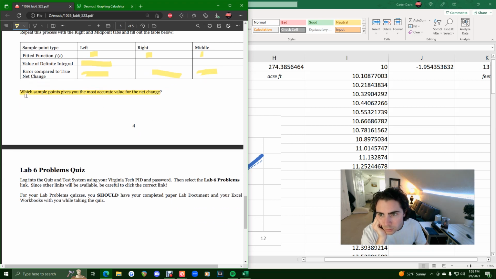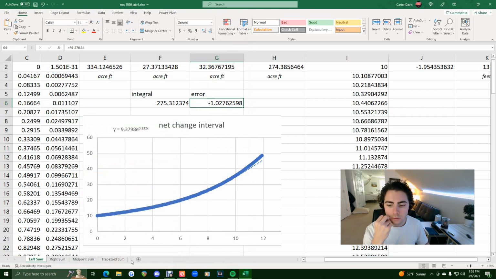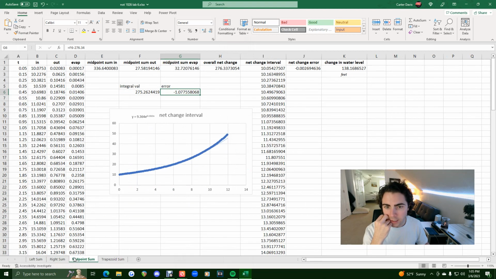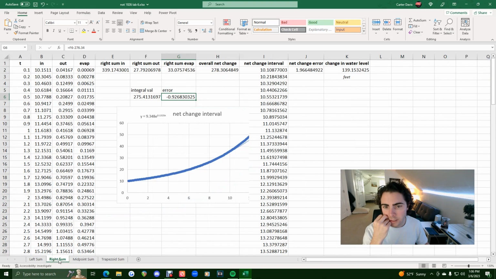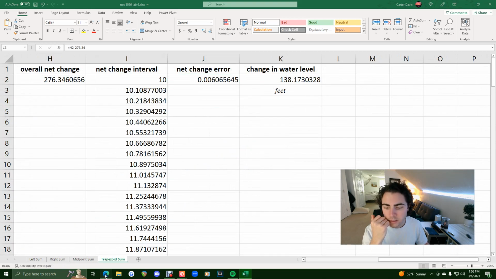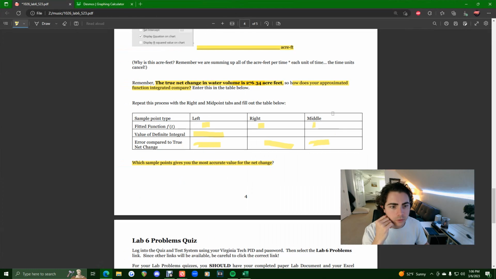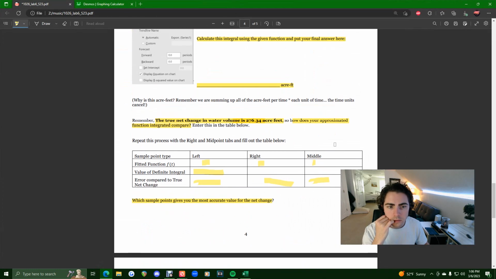So which sample point gives you the most accurate value for the net change? I think that was the right sum, oddly enough. Yes, the right sum had the smallest error, at least of these three. Curious they didn't tell us to do it with trapezoidal, unless it's cut off. I guess you wouldn't need to. I wouldn't sweat it.